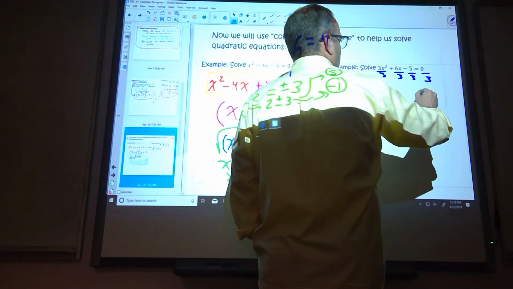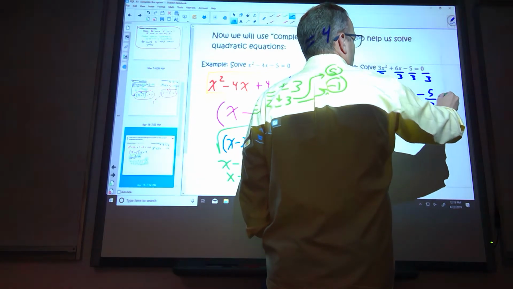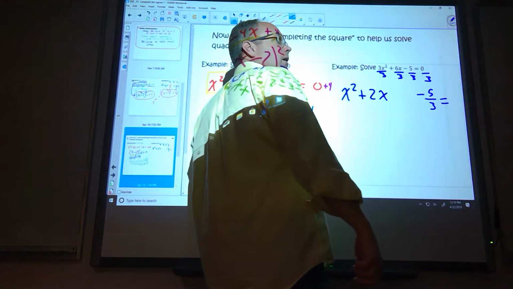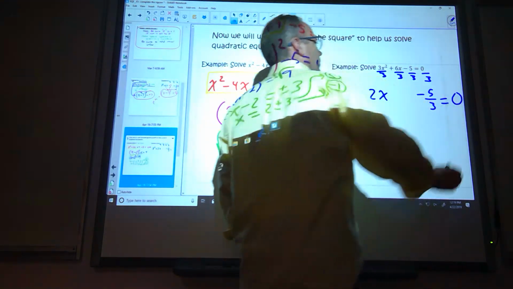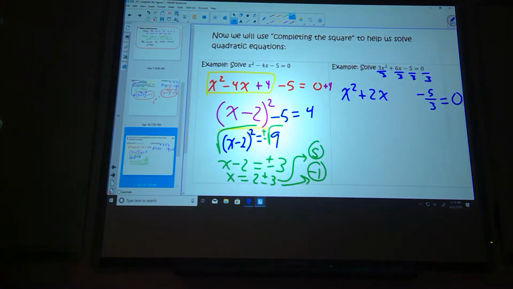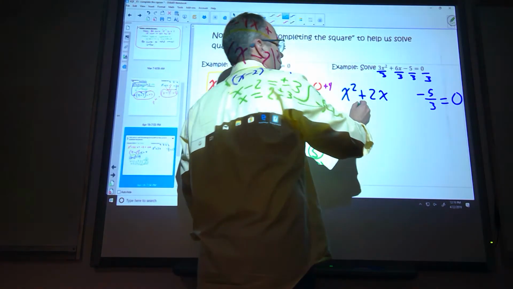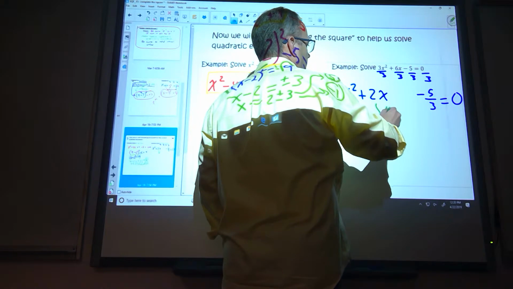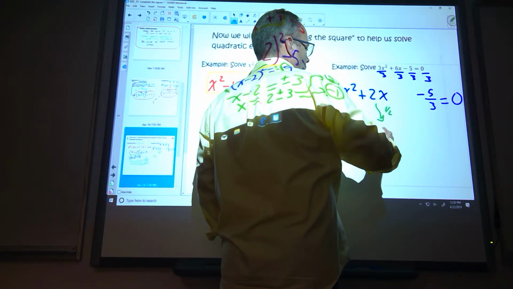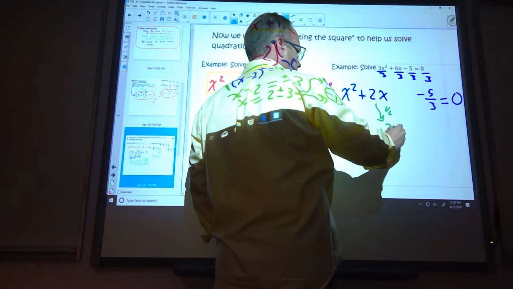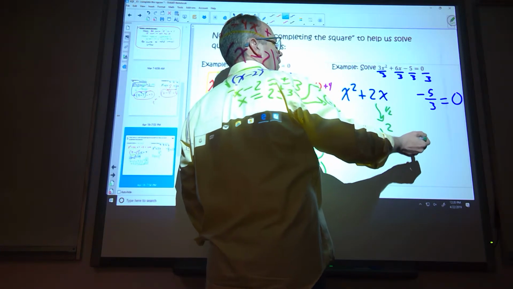Now I'm going to make the space as well. Hey, what's 0 divided by 3? 0. Is that okay so far? Half of 2? 1. So half of 2 is 1. So I'm going to bring this down. So I get x plus 1. Remember that sign has to be the same. 1 squared is what?